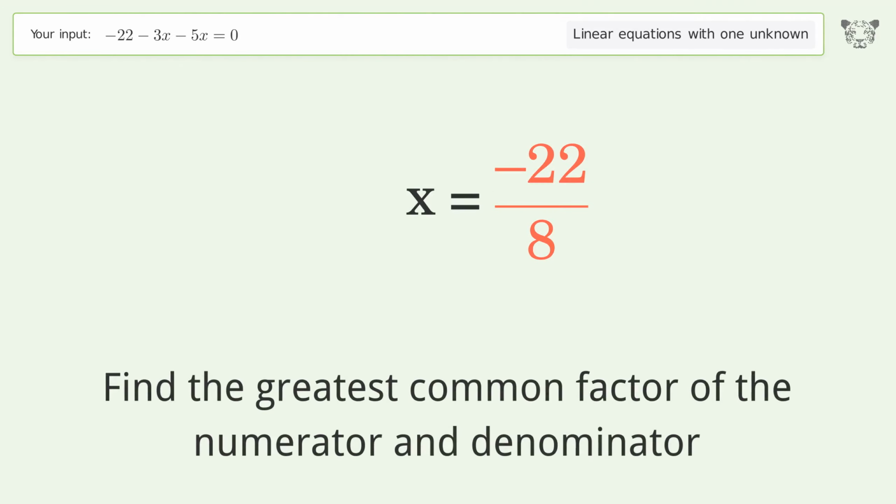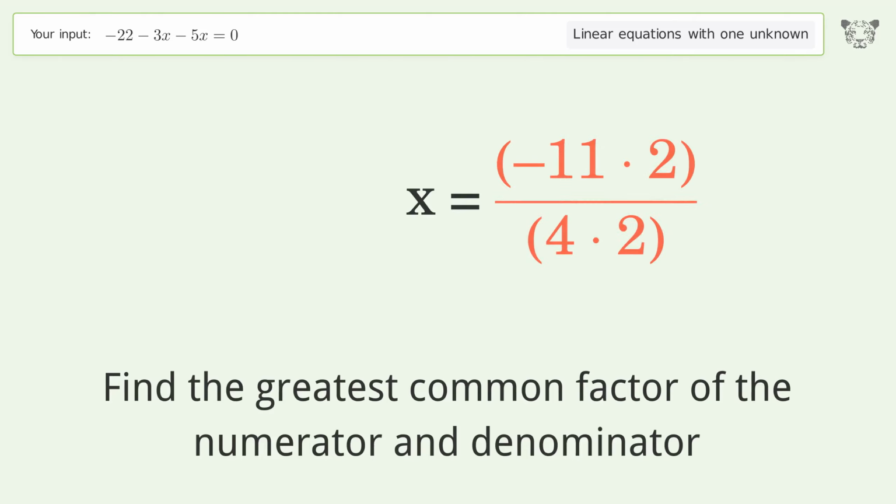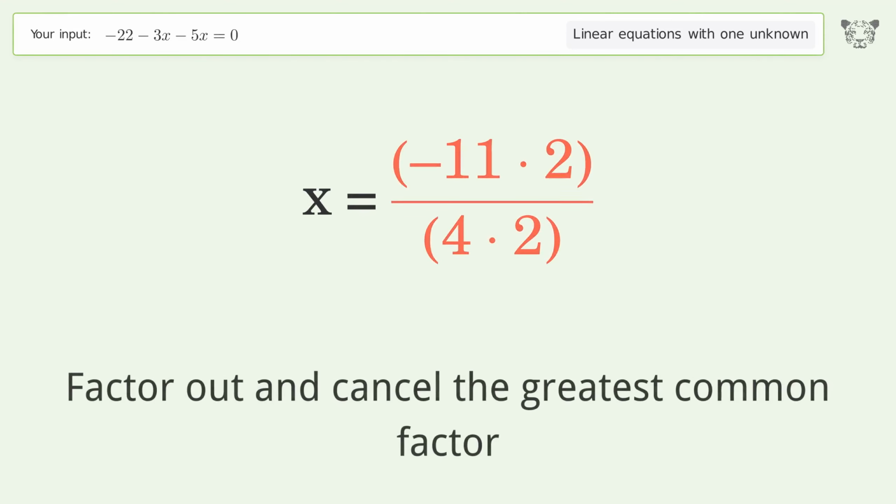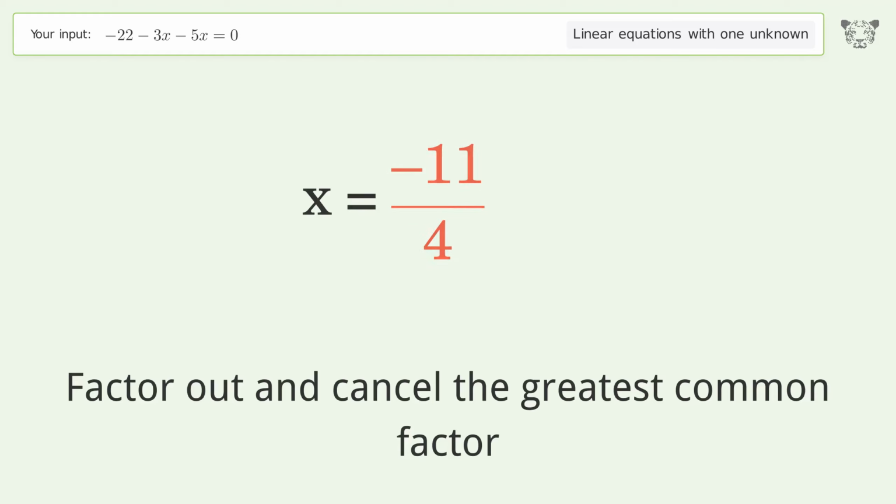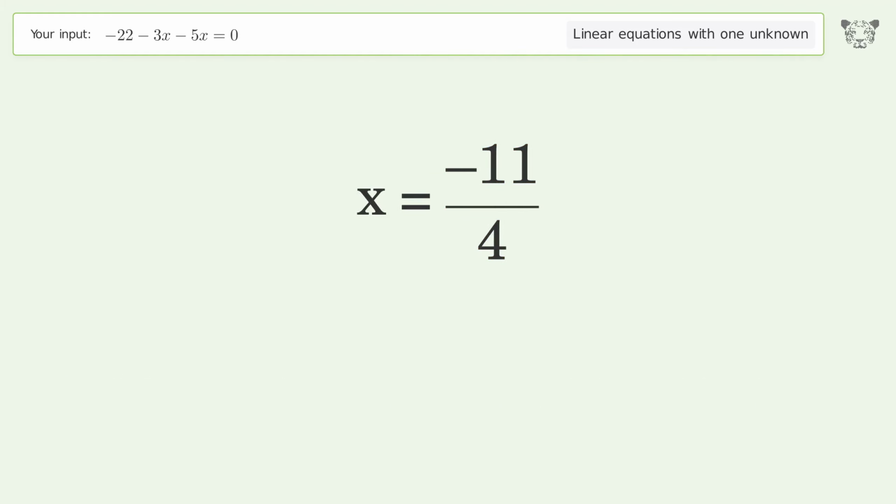Find the greatest common factor of the numerator and denominator. Factor out and cancel the greatest common factor. And so the final result is x equals -11/4.